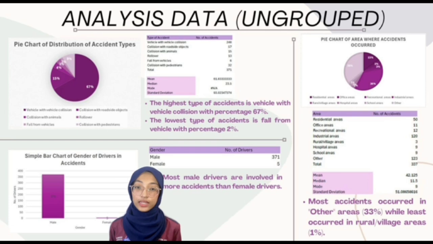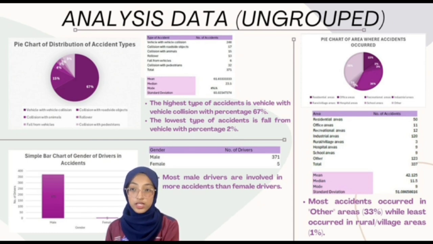Then, we also analyze data of where accident occur with pie chart. As we can see, there are many areas where accident can occur in this data like the following: residential area, office area, recreational area, industrial area, rural or village area, hospital area, school area, and others. The most accident occur in other area, which is 33%, while least occur in rural or village area, which is only 1%. Apart from that, we also have simple bar chart of gender of drivers in accident. Most male drivers are involved in more accident than female driver.